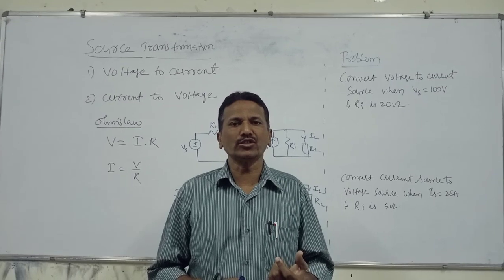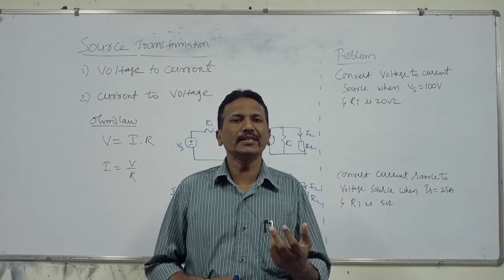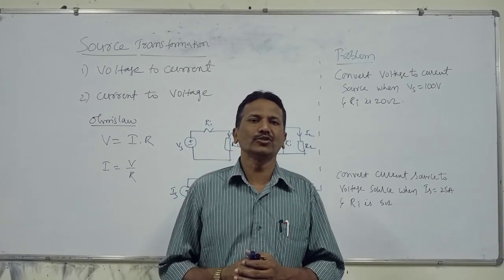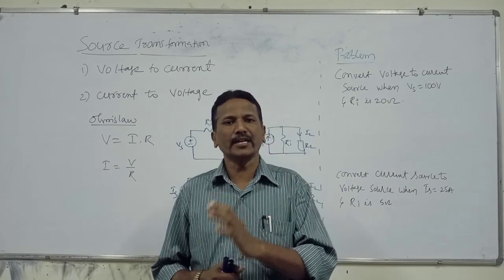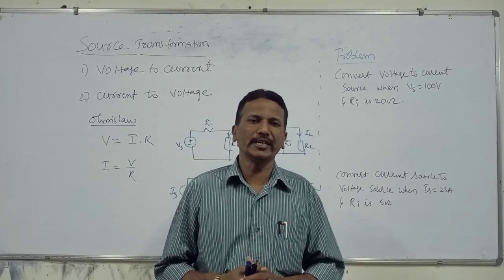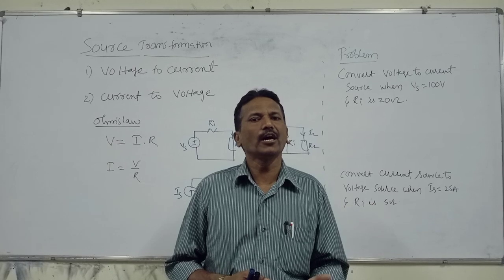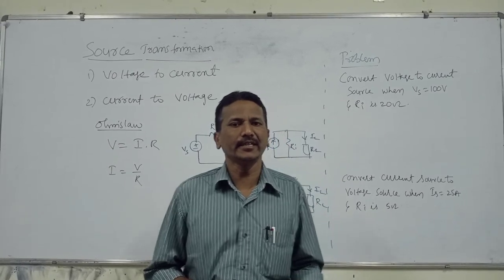So we have two sources. How many ways can we convert? We can convert in two ways: voltage source to current source and current source to voltage source. How can it be converted? How does it change? Let's see in this video.